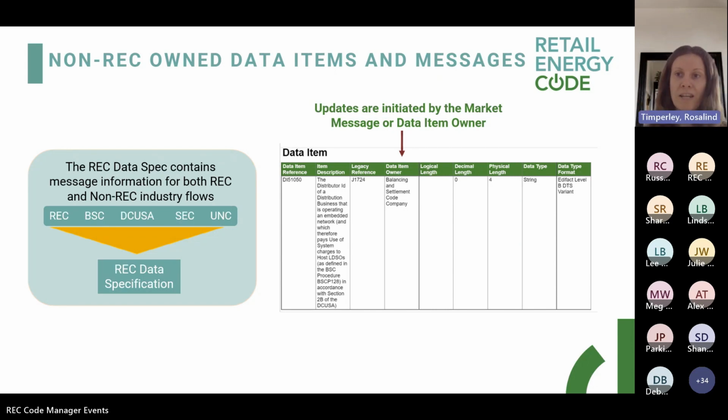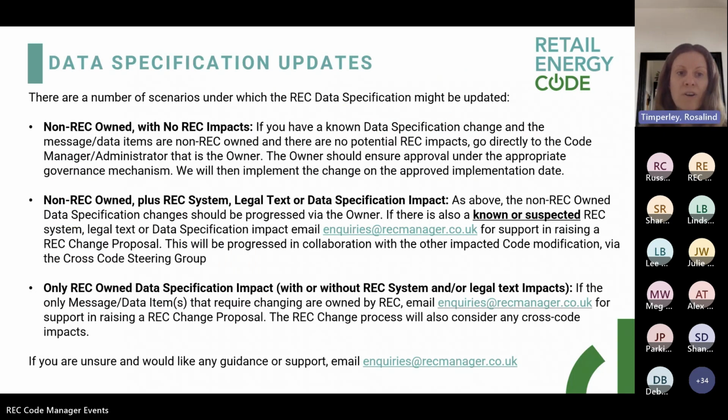If we move on to the next screen, there are a number of different scenarios that you might come across when making changes to the data specification. Firstly, you might have a change that impacts non-REC owned data items and market messages, like in the example in the previous slide, which was owned by the BSC. In that case, you would go directly to the code manager that is named as the owner, and they will ensure approval under the governance process set out within that code, and then tell ourselves at the REC code manager, and we will then implement that change within the REC data specification.